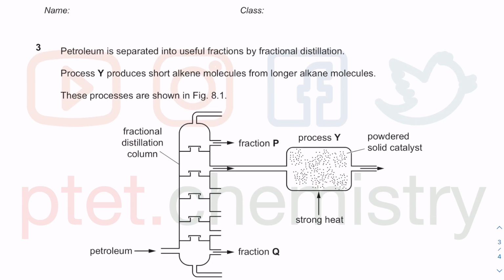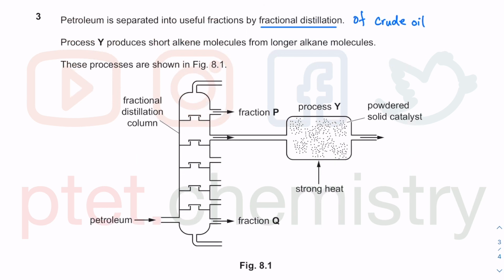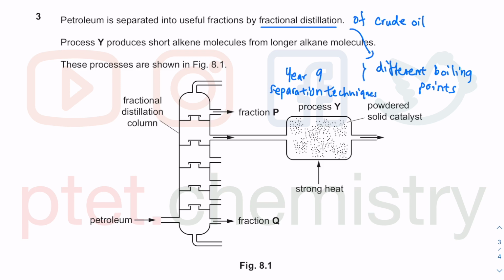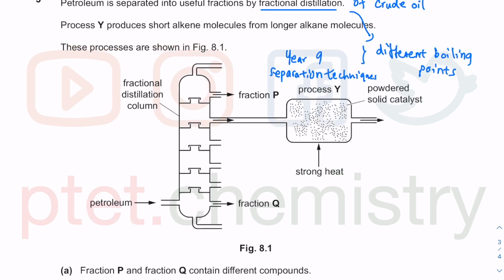Question number 3, we have this fractional distillation of crude oil mixture. So this is how we get our different petroleum products from crude oil that we get from the ground. This process is called fractional distillation, and it works because of different boiling points. These are from year 9 separation techniques. Year 9 separation techniques taught you about fractional distillation. So this was year 9, first year out of the 3-year curriculum.